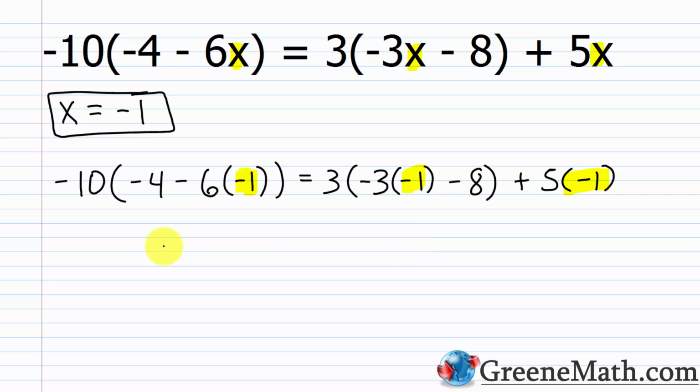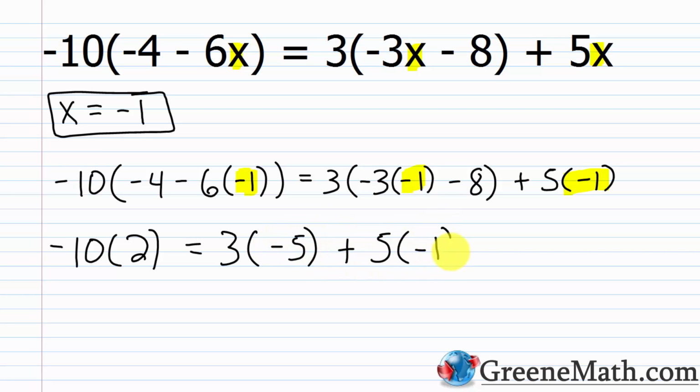So on the left, I start inside the parentheses, and I'm going to start with negative 6 times negative 1. That's 6. And so I'd have negative 4 plus 6. That's going to give me 2. So this left side would be negative 10 times 2. On the right side, inside the parentheses, negative 3 times negative 1 is 3. 3 minus 8 is negative 5. So I'd have 3 times negative 5. And then plus 5 times negative 1.